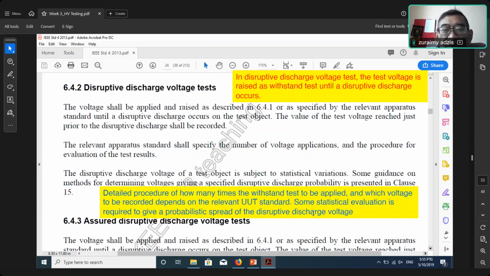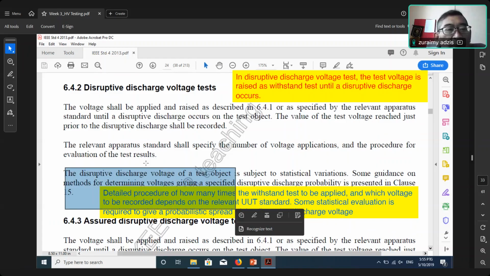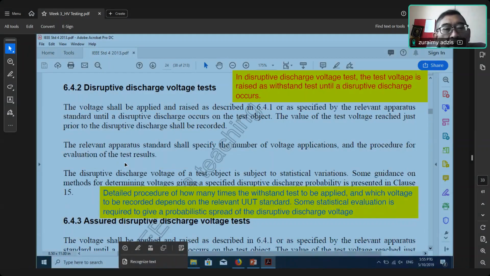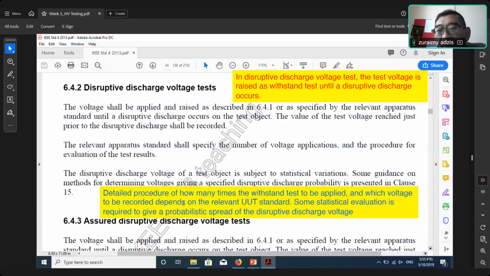Some statistical evaluation is required to give a probabilistic spread of the disruptive discharge voltage. So when you do this test, you need to come up with a result, such as what the disruptive discharge voltage is. To determine that voltage, you will have to refer to clause 15. We will spend some time to check this clause 15 later, when we go to the lightning impulse. But for now, just take note that for the disruptive discharge voltage, we have to define at what voltage it breaks down.